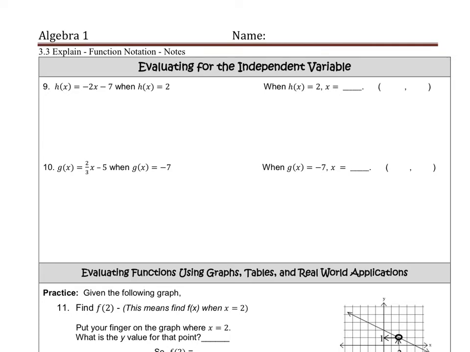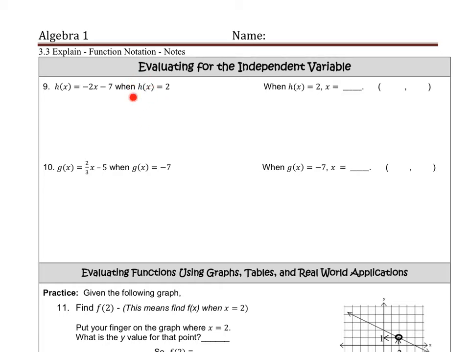In part one, we were evaluating our function notation when we were given a value for x. But now look at number 9. Because on number 9, they've given us function h when the value of x, whatever the value of x is, going to be this equation. But over here, they didn't give us a value for x. They gave us the output.